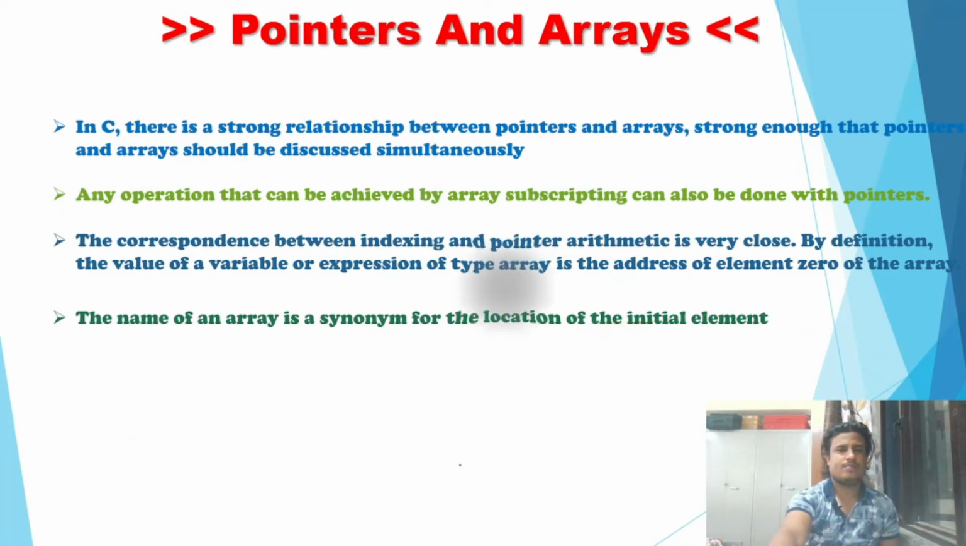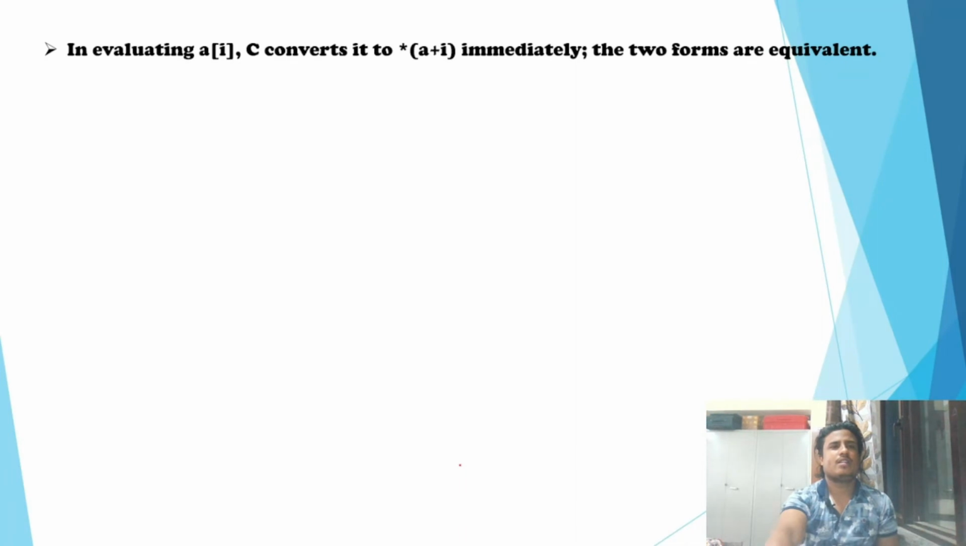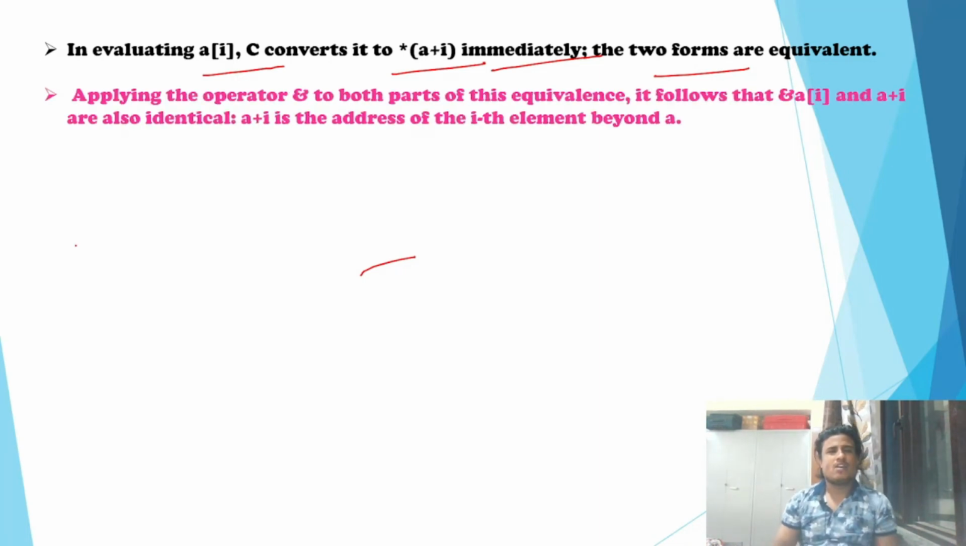Now let me see the next one. Evaluating a[i], C converts it to *(a+i), which I have already told you about, how it will work. This is done automatically, internally. Both forms are equivalent, and applying the & operator to both sides of this equivalence, it follows that &a[i] and a+i are also identical. It will be clear when I show you the coding part. I just want to develop your intuition here.